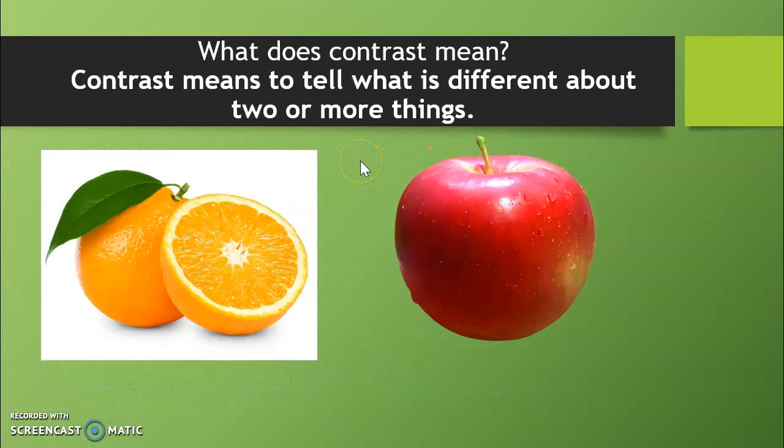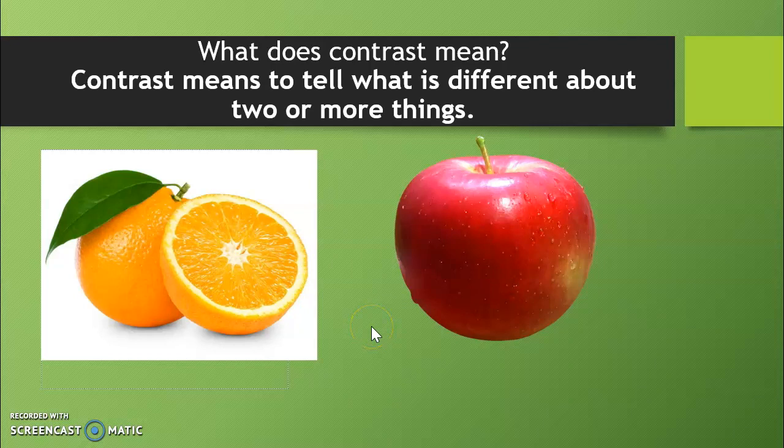Well, let's talk about contrast. Well, what does contrast mean? Contrast means to tell what is different about two or more things. Contrast, we want to show how things are different. That means they're not the same and they're not alike. We just compared the orange and the apple. We showed how they were alike or the same. Now, let's look at them and see how they are different.